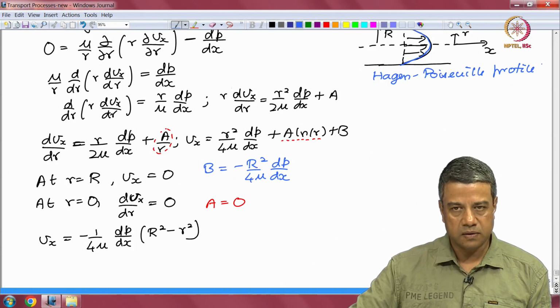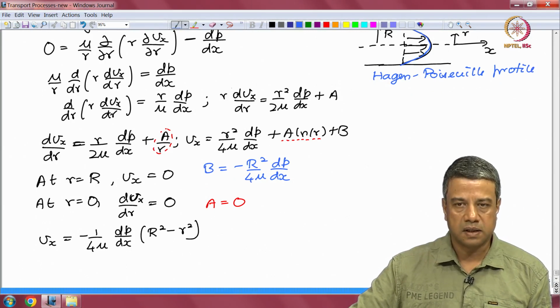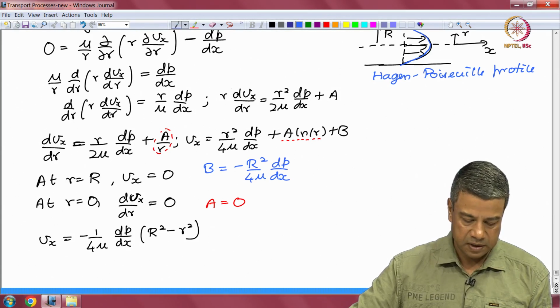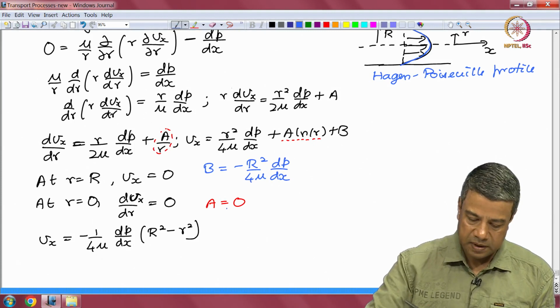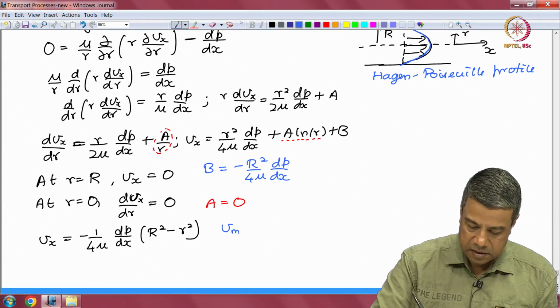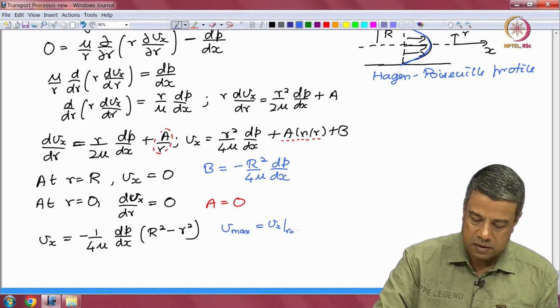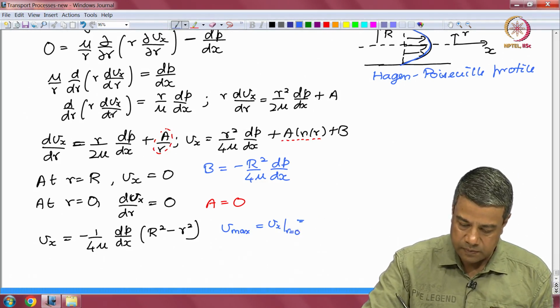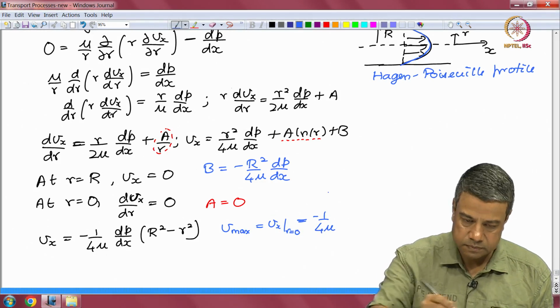The velocity is 0, of course, at the walls where r is equal to capital R. The maximum velocity is at the center. V max is equal to Vx at r is equal to 0, is equal to minus 1 by 4 mu, sorry.